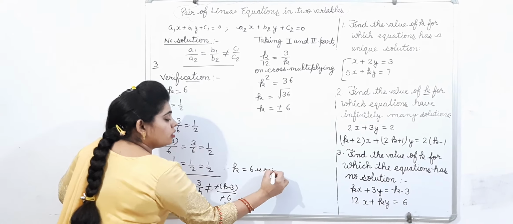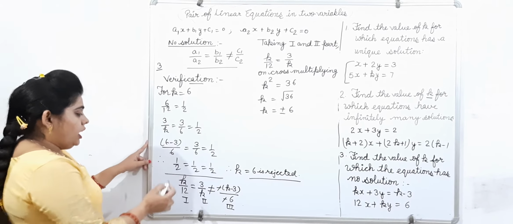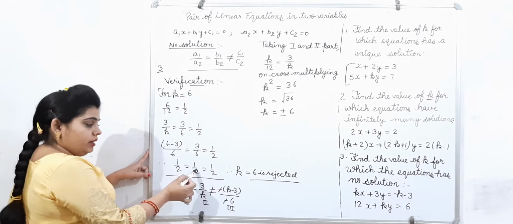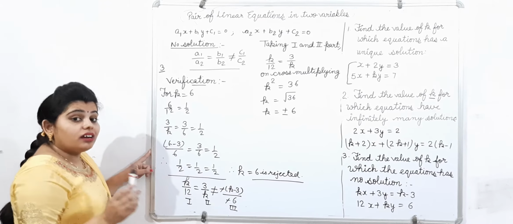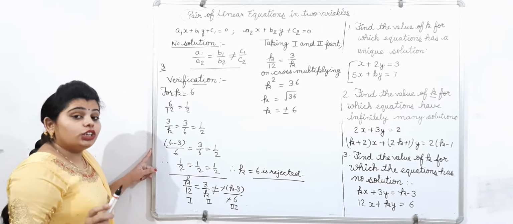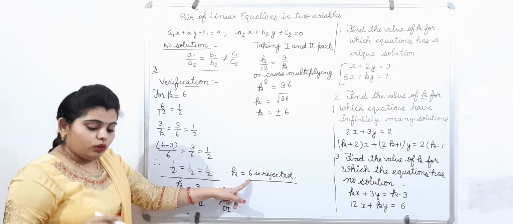I am repeating it. From here we are getting 6 by 12 is 1 by 2, 3 by 6 is 1 by 2, 6 minus 3 by 6, 3 by 6 is 1 by 2. a1 by a2 is equal to b1 by b2 is equal to c1 by c2. All are equal, and this is the condition of infinitely many solutions. So k is equal to 6 is rejected. k cannot be equal to 6.